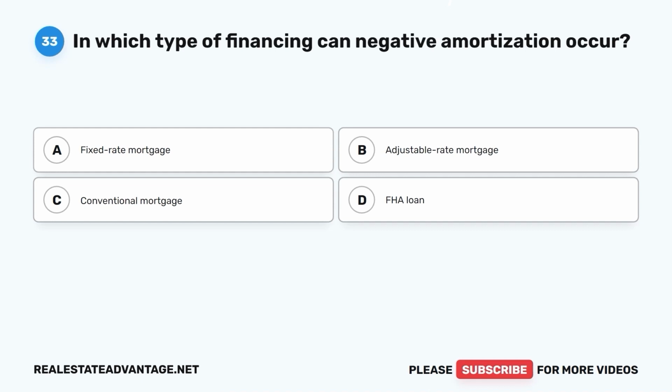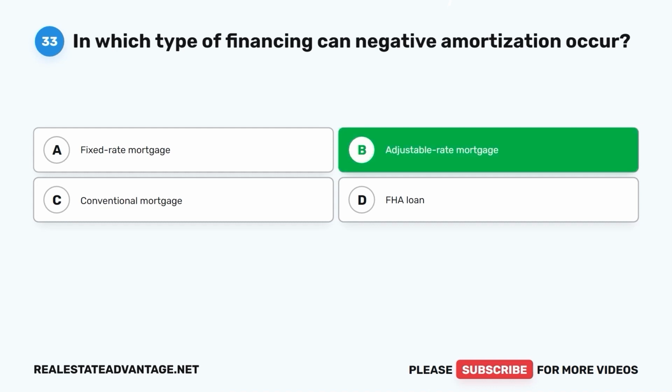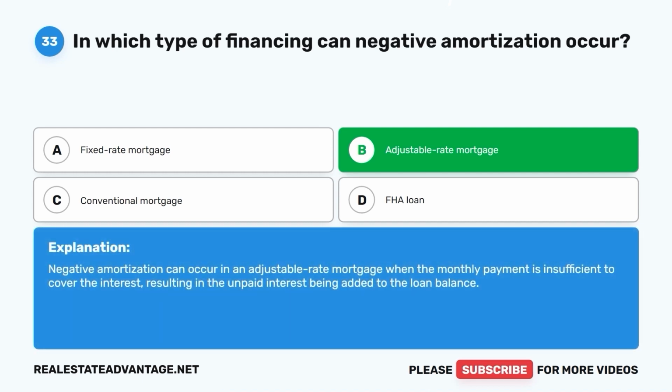Question 33. In which type of financing can negative amortization occur? A. Fixed rate mortgage. B. Adjustable rate mortgage. C. Conventional mortgage. D. FHA loan. The correct answer is B. Adjustable rate mortgage. Negative amortization can occur in an adjustable rate mortgage when the monthly payment is insufficient to cover the interest, resulting in the unpaid interest being added to the loan balance.